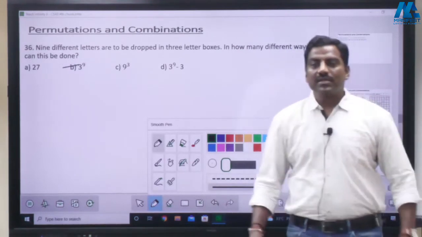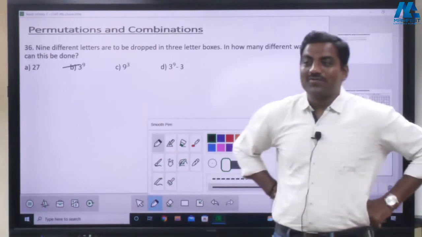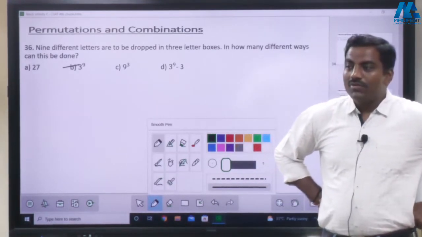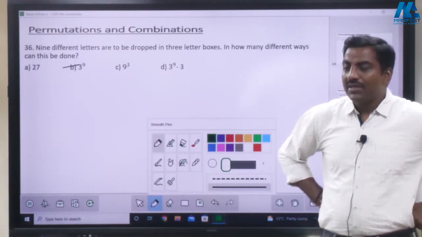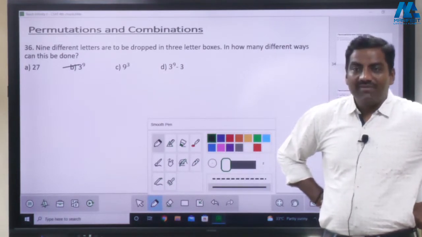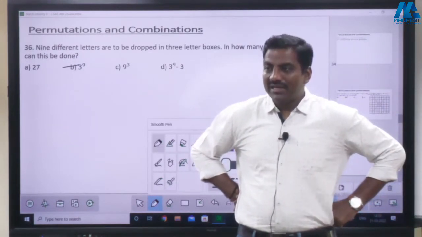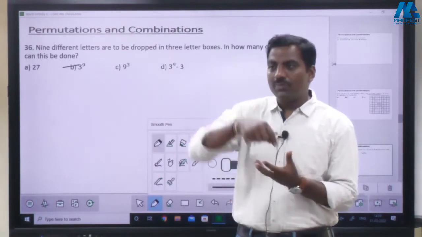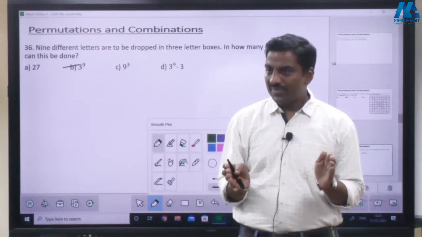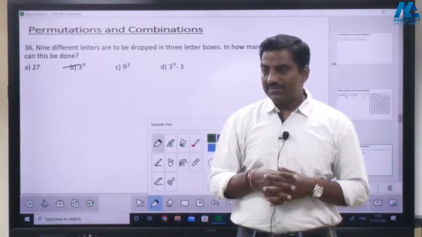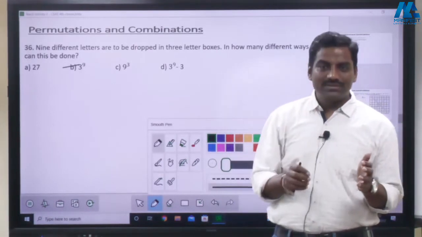In such cases, the confusing thing will be whether it is 3 to the power of 9 or 9 to the power of 3. You choose the thing which has to be put in what? Let's say there is an envelope and there is a letter. The envelope is the bigger thing in which you will put this one. Here, the post box is the bigger thing, in which you are putting the letters. Or you take a bucket and you put a ball.